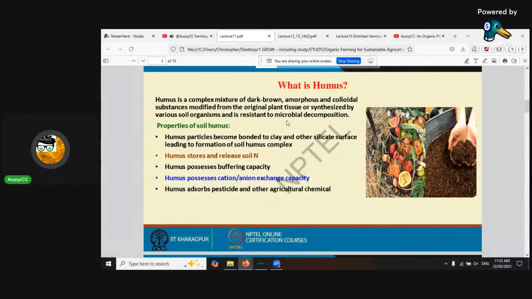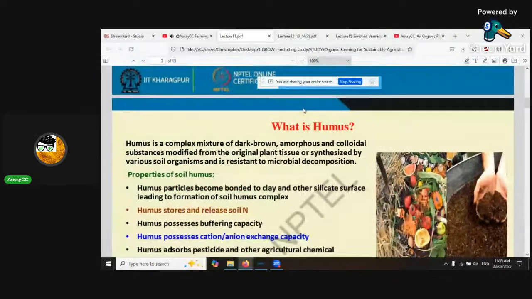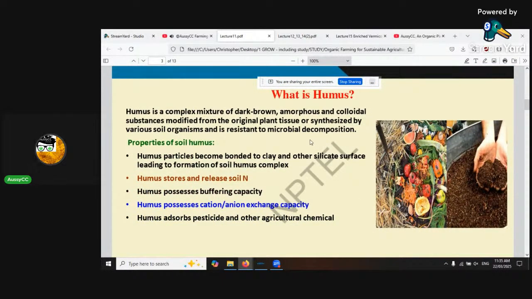What's humus? Humus is a complex mixture of dark brown, amorphous, and colloidal substances modified from the organic plant tissue or synthesized by various soil organisms and is resistant to microbial decomposition. It's really soil. The humus is the end product of compost. It's all of the dark humic acid. There's 3 parts: the humin, humic acid, and fulvic acid make up humus. Properties of soil humus: humus particles are bonded to clay and other silicate surfaces, leading to the formation of soil humus. It's got many nutrients. It absorbs pesticides and other agricultural chemicals too.